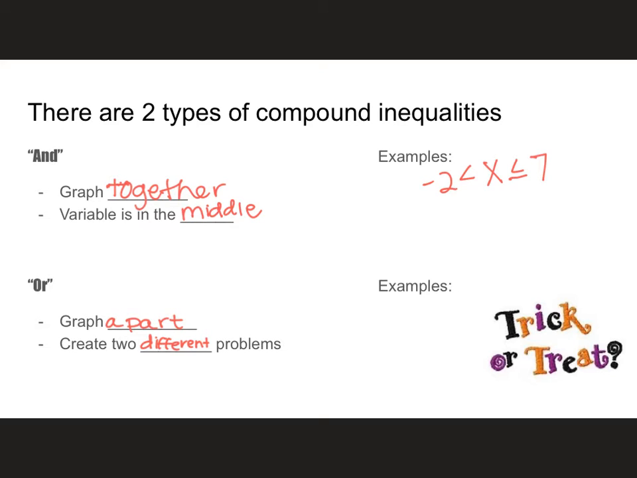And the "and" inequalities, it's like saying you want dinner and a movie. You're not choosing between the two. You're including them together, so they graph together. Then the apart, it's like the trick or treat. An example of the "or" inequality: x is less than 3 or x is greater than 5.